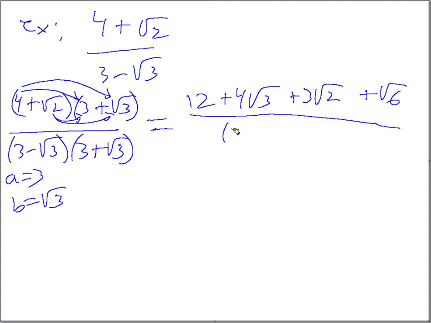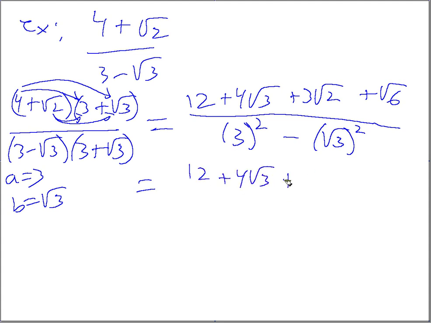So that's going to be 3 squared, a squared minus what? B squared, so radical 3 squared. So this is equal to what? This is equal to 12 plus 4 radical 3 plus 3 radical 2 plus radical 6. I can't do anything here. There are no like terms to combine. Just bring down these terms.